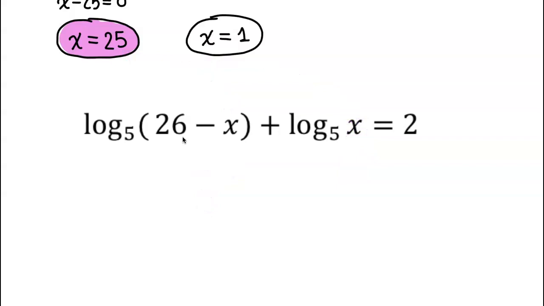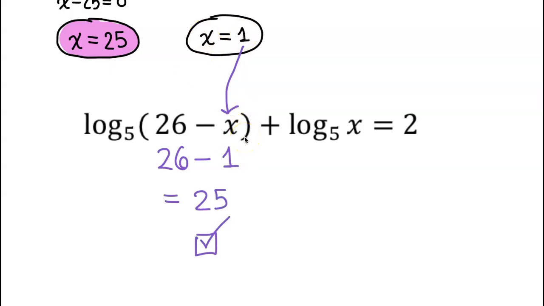Okay, now let's plug in the other one. I'm going to plug in 1 now. If you plug 1 into the log argument, I'm going to get 26 minus 1. Is that a positive number? Yes, that's a positive log argument. So the first part is okay. Now let me plug into the second part. If I plug in 1 right there, then we have log base 5 of 1, and 1 is a positive number. So in this case, both of the numbers kept our log arguments positive. So both are correct answers.